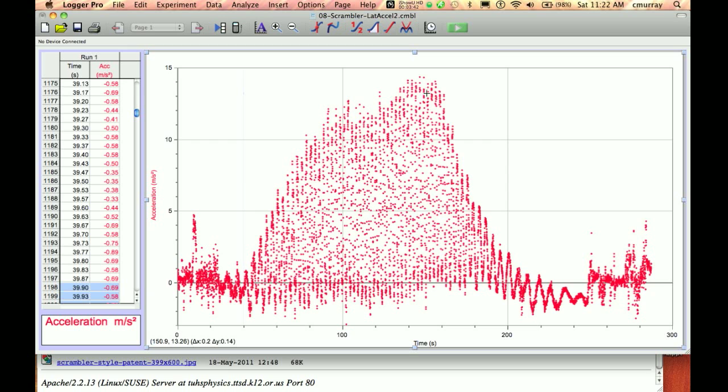So anyway, that's the thing to do, I think, on the Scrambler. Besides figure out the Scrambler code, like exactly what is the ratio of spins.